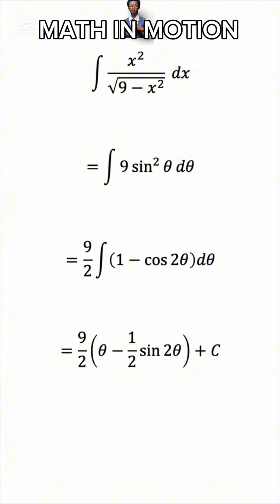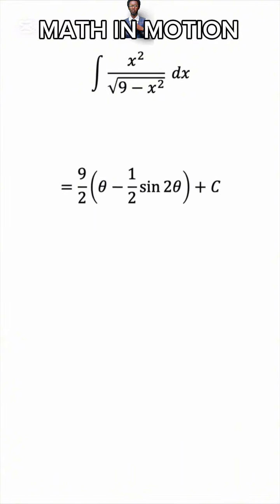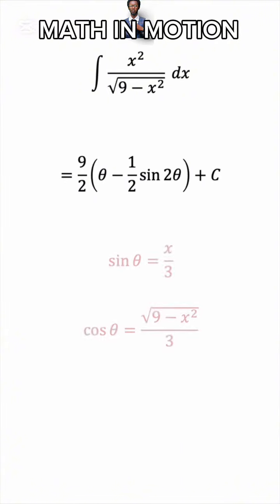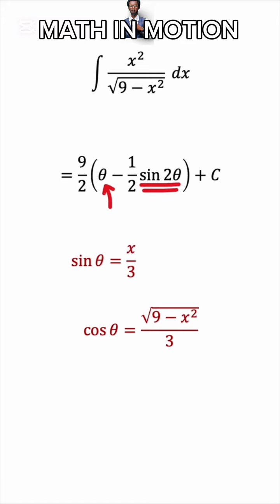The next step is to take everything back to x. But remember that we had sine theta and cosine theta in terms of x. Here we find theta and sine 2 theta. So how do we represent these in terms of x? Well, theta can be found simply by taking the inverse sine, and that'll give us arcsine of x over 3.